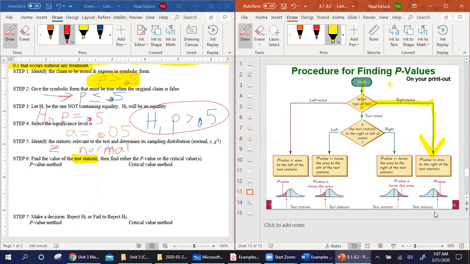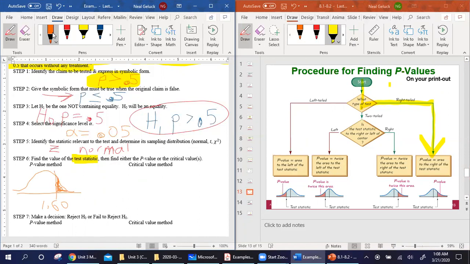So on your z-score sheet, we found the test statistic to be 1.60. I just want the area to the right of that. Remember, your z-score sheet will give you the area left. You'll have to do 1 minus that, which will give you a p-value. Now, by the way, this is capital P of 0.0548.